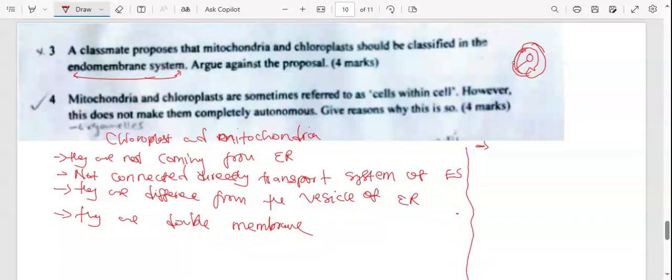So now they were cells on their own, and that's what the theory says, the theory of endosymbiosis. It states that they were cells on their own, but they had to be engulfed by the eukaryotes. They were prokaryotes on their own. So what happened was that they had their own ribosomes, right? Their own ribosomes.